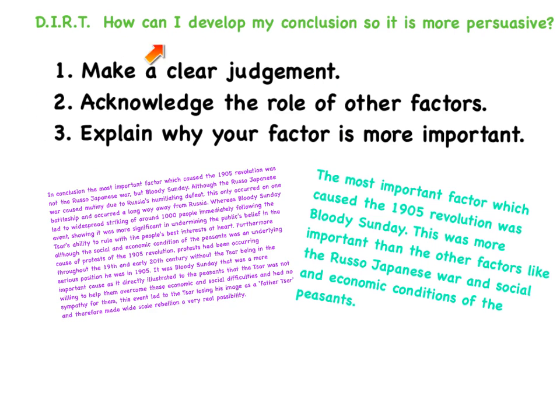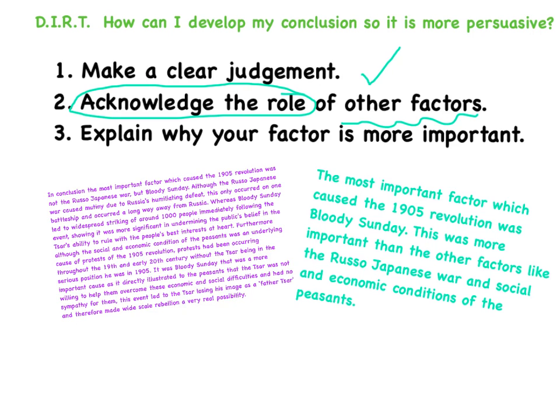So let's see which of these things they've managed to fulfil. Well, first of all, they've said that the most important factor which caused the 1905 revolution was Bloody Sunday. So they do have a clear judgment in their paragraph. Next, let's have a look to see if they acknowledge the role of other factors. This was more important than other factors like the Russo-Japanese War and social and economic conditions of the peasants. So they've mentioned other factors, but they haven't really acknowledged the role that these other factors had. They haven't said how these things helped to cause revolution.